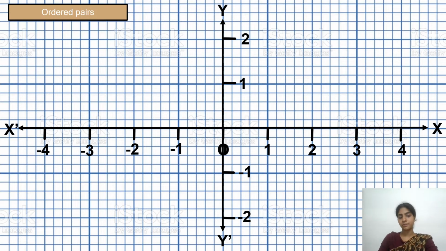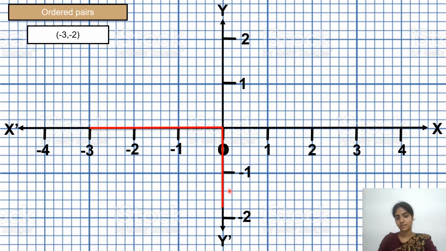Let's see how we can mark an ordered pair in a graph sheet. So the ordered pair given here is (-3, -2). So -3 means -3 is the x coordinate or the abscissa. So -3 along the x-axis. The x-axis is this one. So along the x-axis will be 0 to -3. This red line will be the ordered pair's -3. And then we take -2 along the y-axis. -2 along the y-axis will be 0 to -2 along the y-axis.